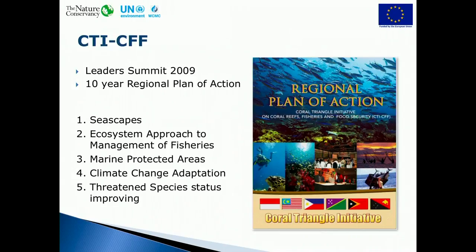The leaders of those six countries, presidents and prime ministers, came together to launch what's called the Regional Plan of Action. That's a 10-year document, and it outlines five goals, which you can see there: seascapes, fisheries management, marine protected areas, climate change adaptation, and threatened species. In addition to those goals, the Regional Plan of Action also called for the development of a monitoring and evaluation system to sit across the top of that.